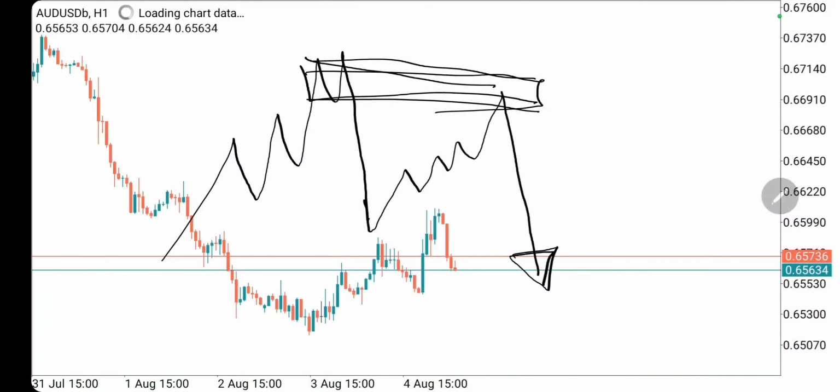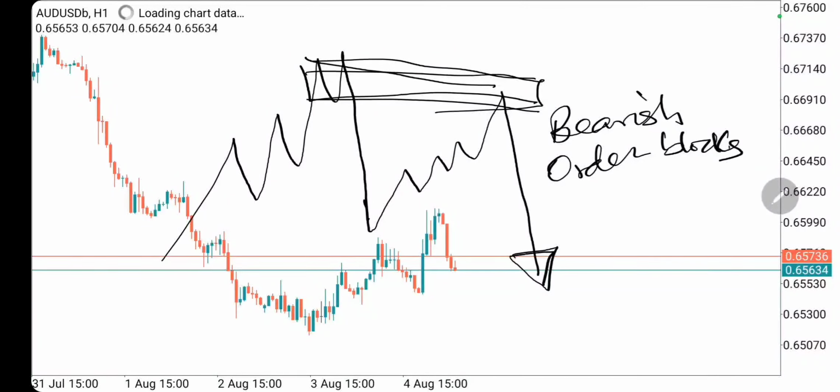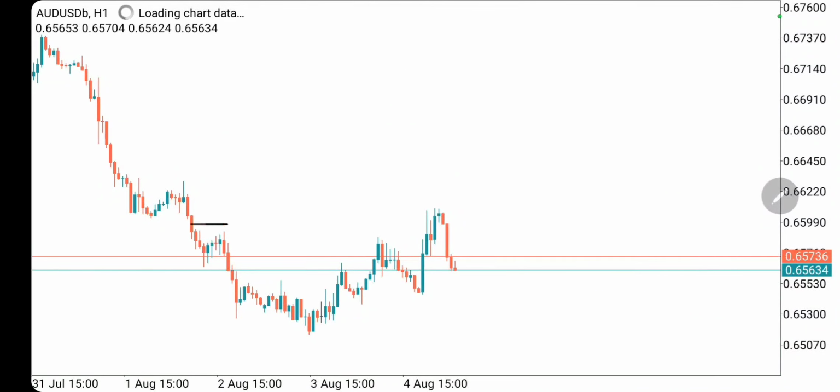Smart money concept traders, or the ICT traders, also call it bearish order blocks. Now, this is a supply zone. Now let us see a demand zone.